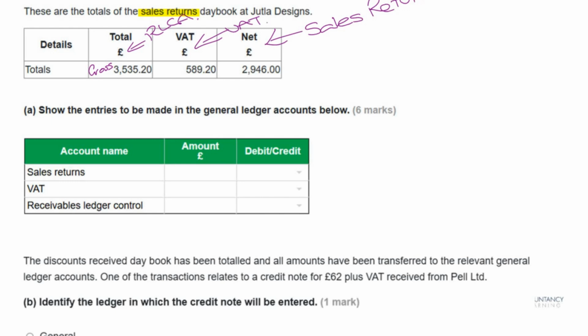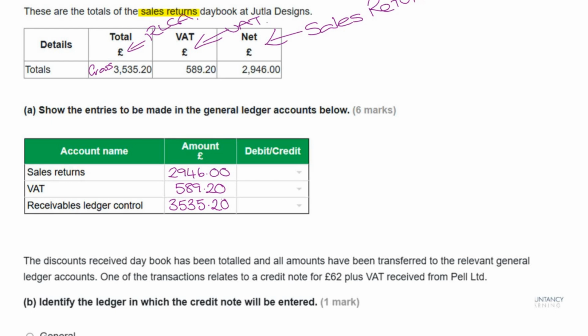So let's first of all just go through and put those figures in. Our sales return is our net figure, our VAT is our VAT figure from the box up the top, and then we've got our gross figure in receivables ledger control.